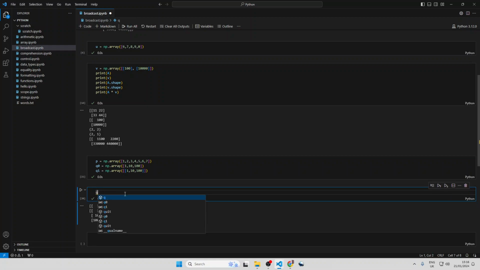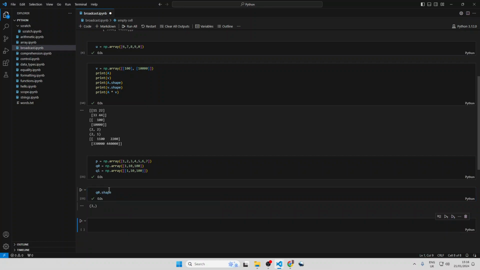So we do Q0.shape. The shape of Q0 is just 3. If I do ndim, the number of dimensions of Q0 is just 1. There's only one index here. It just goes from 0 to 2, and the shape, as we saw a minute ago, is just 3.